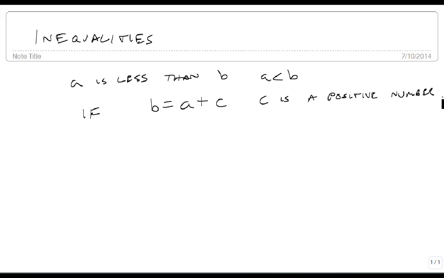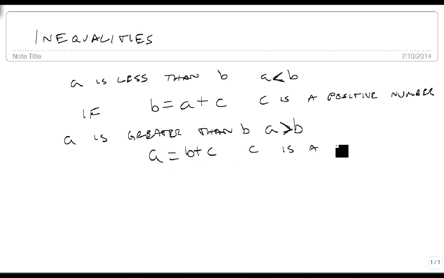We also have A is greater than B, or A greater than symbol B. And so you'll notice in these cases that this part of a triangle thing, this arrow, opens towards the bigger number. And in this case, this means that A is equal to B plus C if C is a positive number.